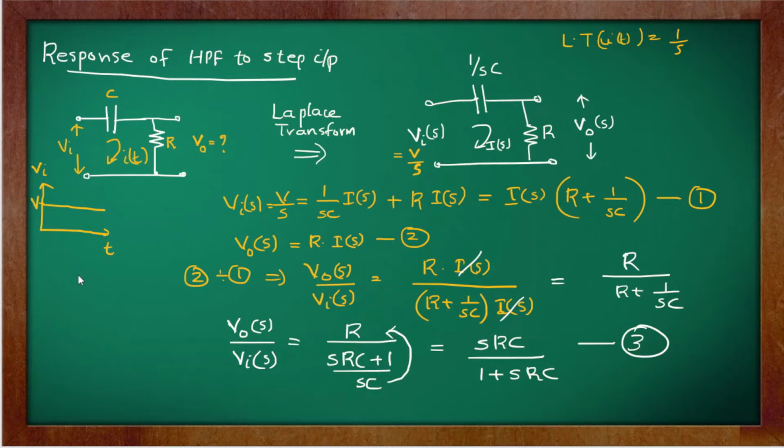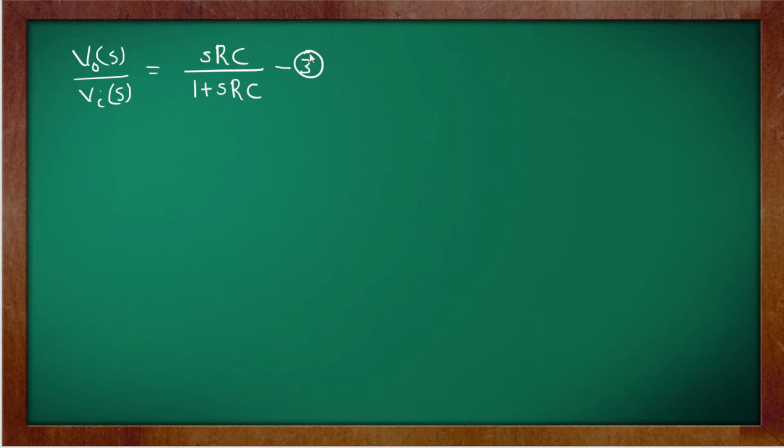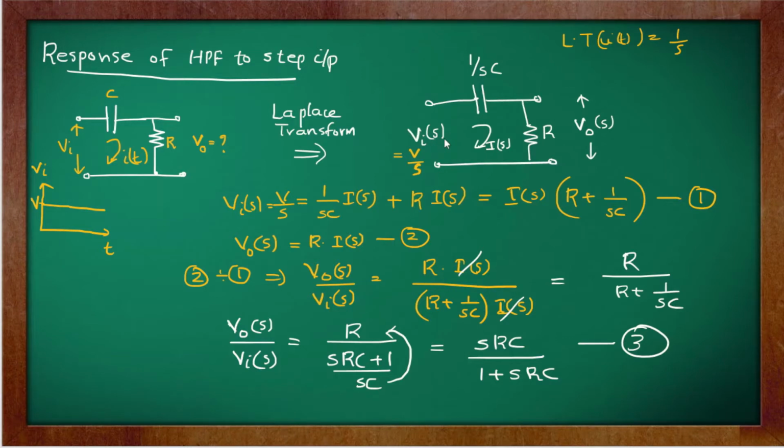Now, V naught of S by Vi of S is equal to SRC divided by 1 plus SRC. We obtained this as equation number 3. And from this, we already know what Vi of S is. Vi of S is equal to V by S, correct? We have seen here, Vi of S is equal to V by S.